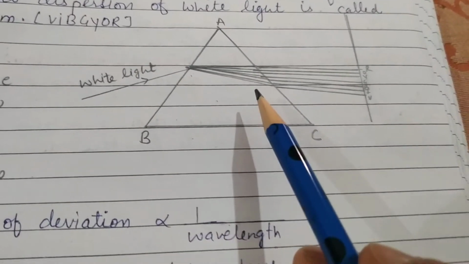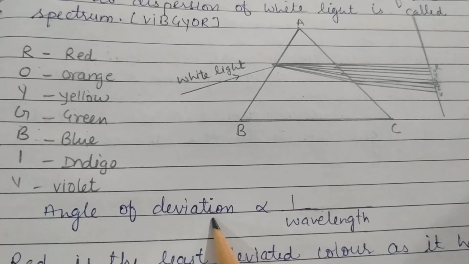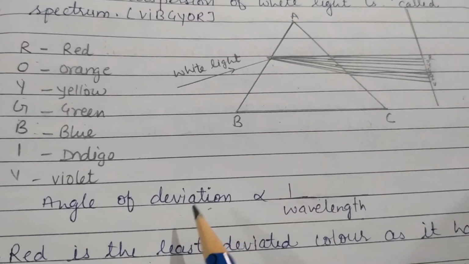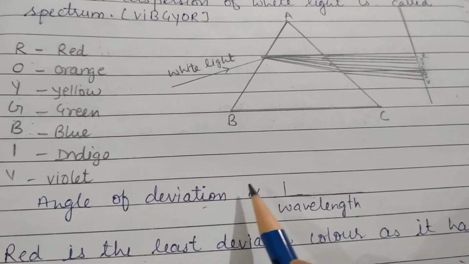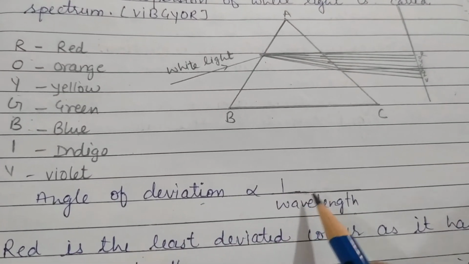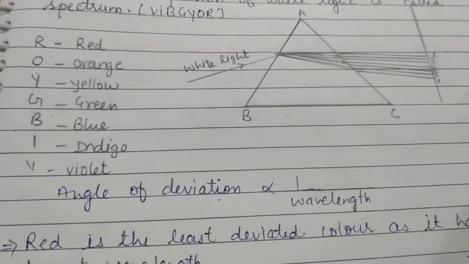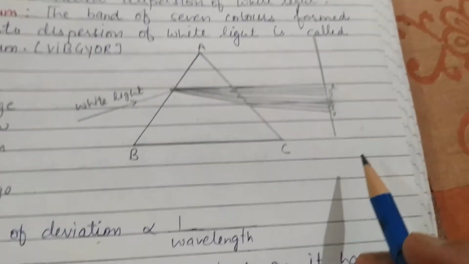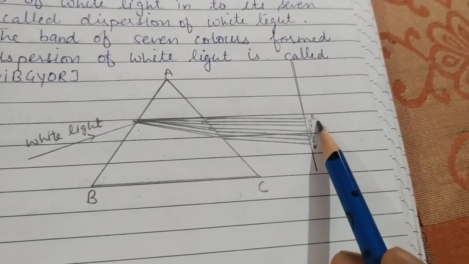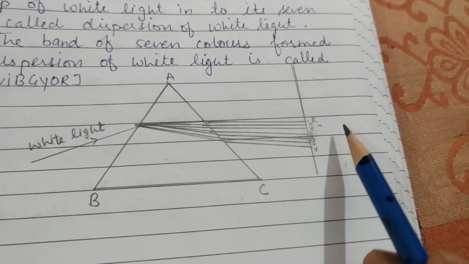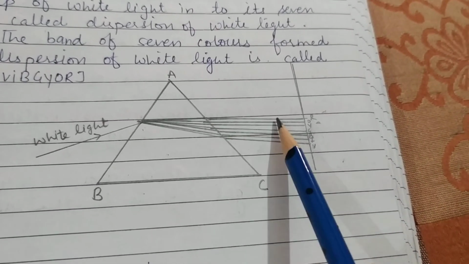You see here one more thing is important, angle of deviation, right? Angle of deviation where the incident ray and the emergent ray meet. It is always inversely proportional to the wavelength, right? So as you see here, which color light is least deviated?